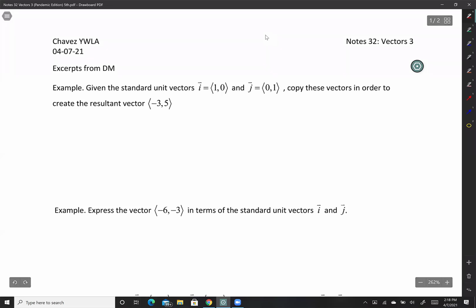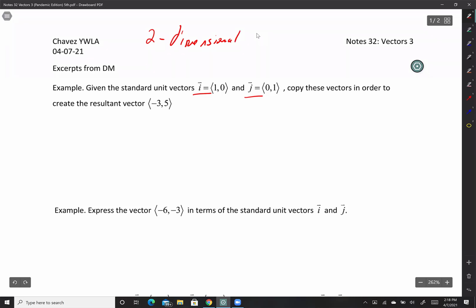So vectors 3, really it's just an introduction of vectors. We're not doing anything high stakes. It says, given the standard unit vectors i and j, and I know that we haven't introduced i and j, guys, before. So I'm going to go ahead and write notes here, guys, in a two-dimensional motion.